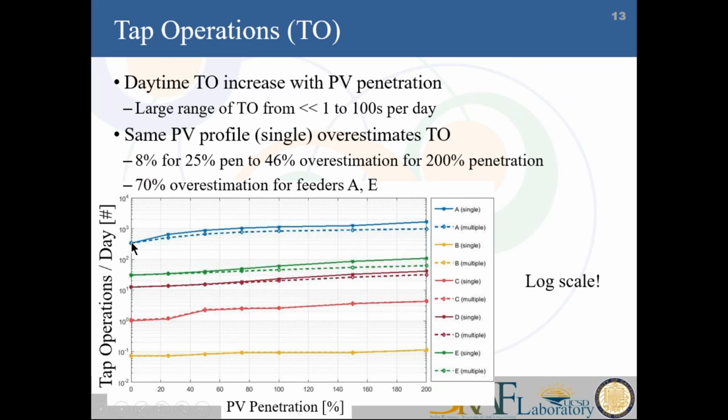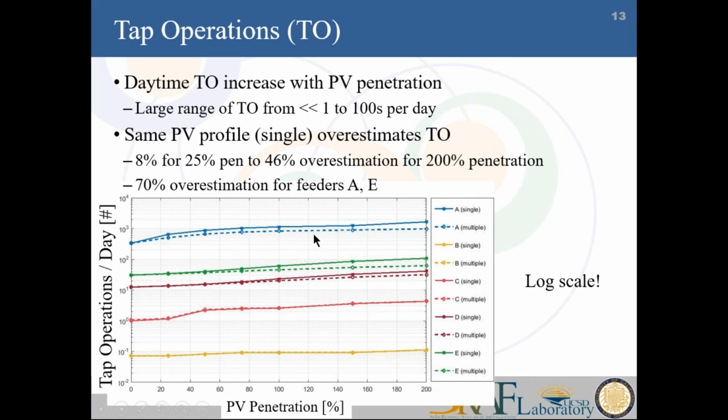of tap operations already at 0% PV penetration, and then we go to higher penetration levels. We actually go exceeding or approaching 1,000 operations per day. So this would be a significant concern for the lifetime of this equipment, and that would be basically integration costs of solar power associated with replacing these taps and transformers on a more frequent basis.